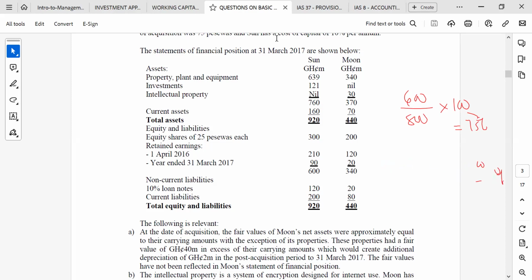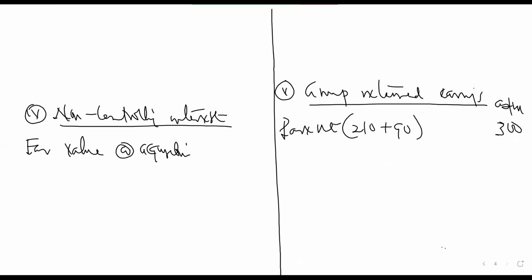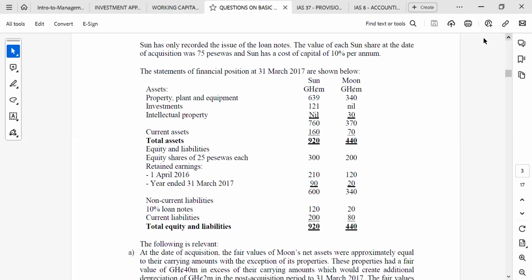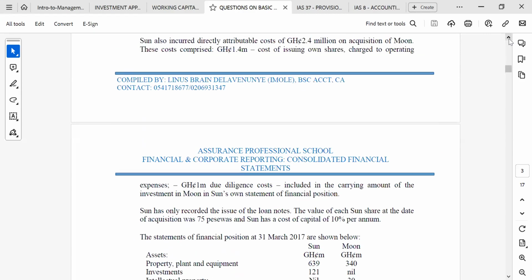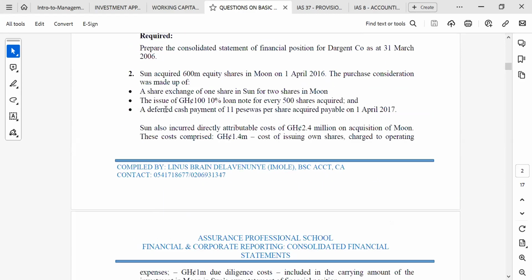You put your acquisition date there, your reporting date, and also your post-acquisition period. That is not an issue. Any profit that the subsidiary is making, the parent is going to have 75% of it, and the NCI will have 25% of it. Have that in your mind, then we move on. Let's come to what they are saying here.